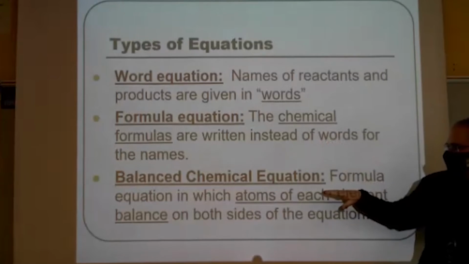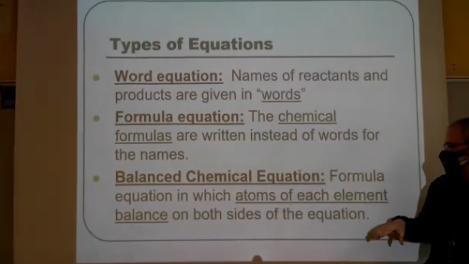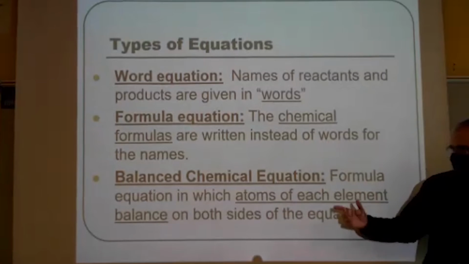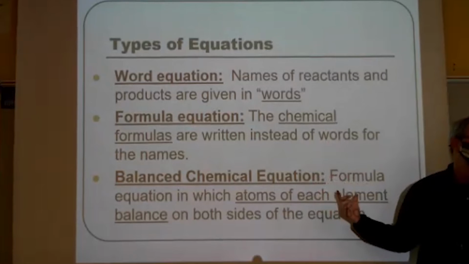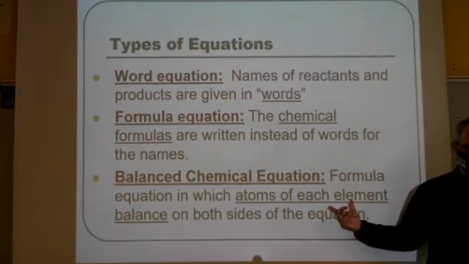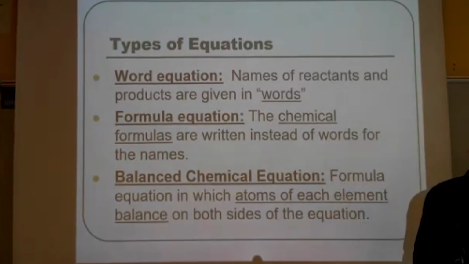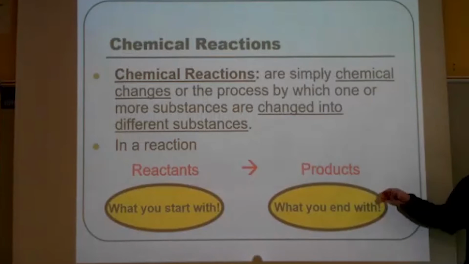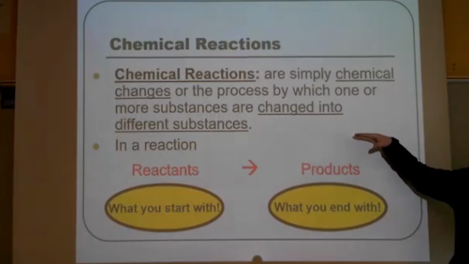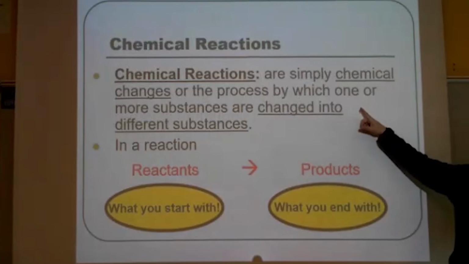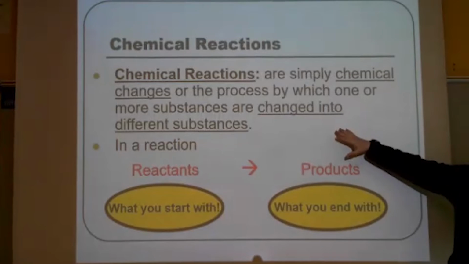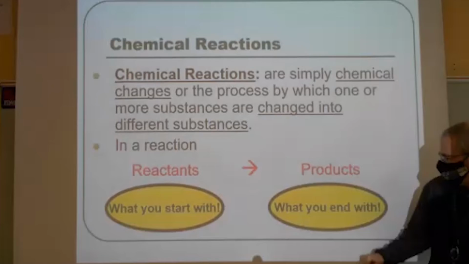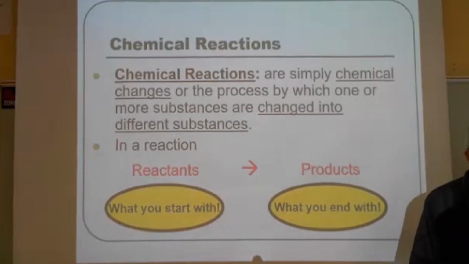We need to then convert them to balanced chemical equations, in which case each of the elements that are in our reaction are balanced. They have the same number of each atom on both sides of our equation. Right? And our chemical reaction is just going to record that. This is the process by which substances are changed into different substances. Your reactants are what you start with, and your products are what you end with. Okay.